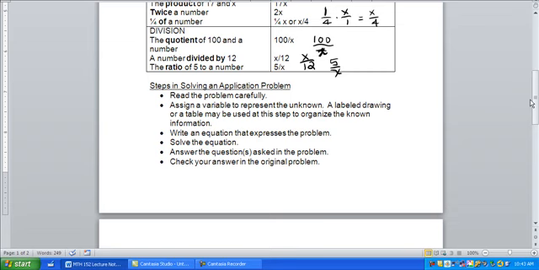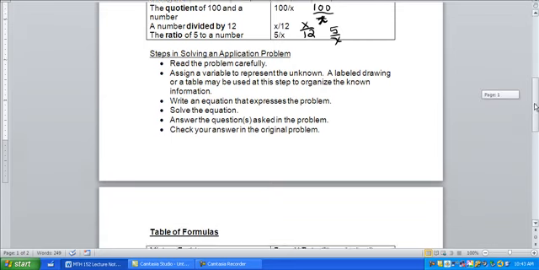And then you want to go back and check your answer in the original problem. You don't want to go back to your equation because your equation may be the problem, so maybe an error. So you want to go back to the original problem and check to see if your answer fits the requirements.